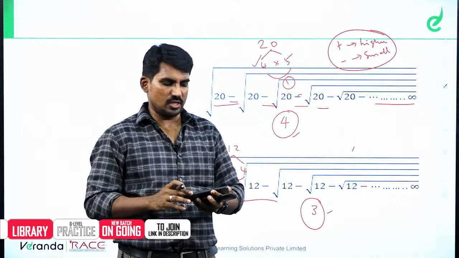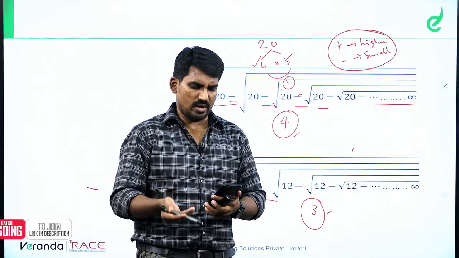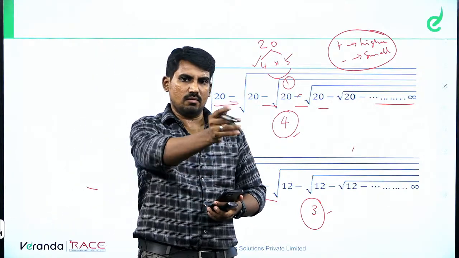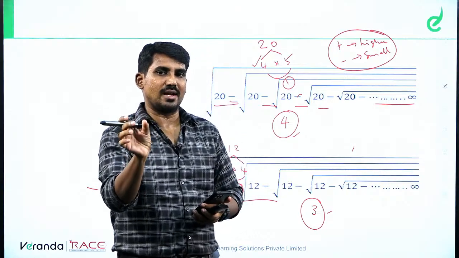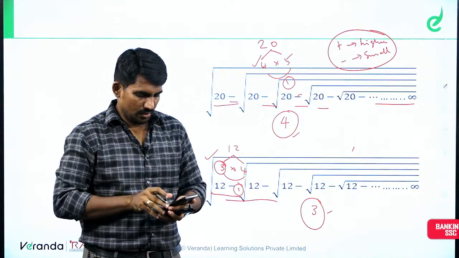Clear? Why are we choosing the smaller number? Why are we choosing the higher number? Plus means higher number, minus means smaller number. That's all. Clear? Then we have to choose the 2 numbers whose product is the given number. That number difference should be 1. That is the logic. Clear? That is the logic. Okay.